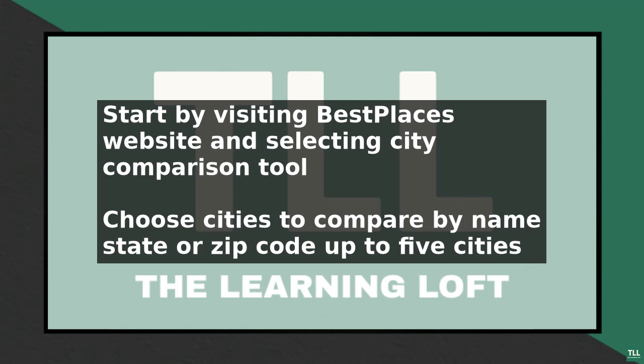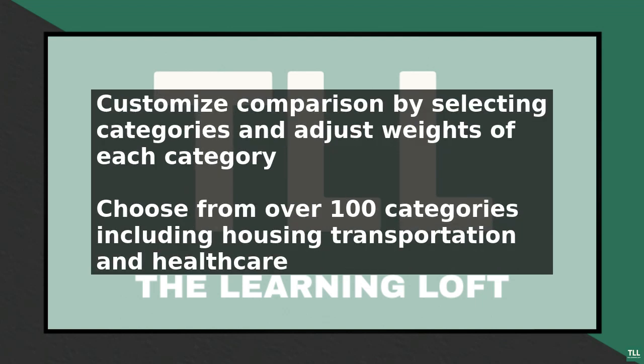Once you have selected your cities, you will be taken to a page that displays a variety of categories, including cost of living, climate, education, and more. To customize your comparison, click on the Categories tab and select the categories that are most important to you. You can choose from over 100 different categories, including housing, transportation, and healthcare.